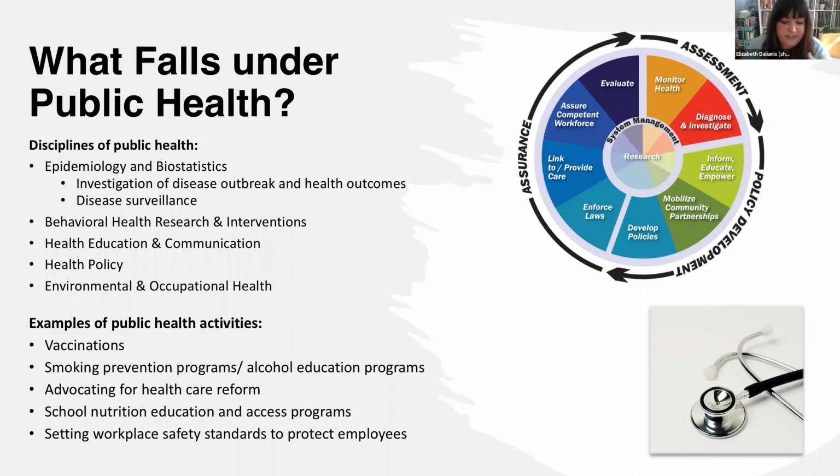Yeah, and we're going to give some examples in a few slides, but really, those were some general overall goals. You'll notice that they're really focused at that macro level. But here are a few more examples of things that fall under public health. These are like disciplines of public health at the top here. So we have epidemiology and biostatistics. Folks in these fields usually investigate disease outbreaks, study health outcomes, and carry out disease surveillance. They do this through statistical and scientific methods.